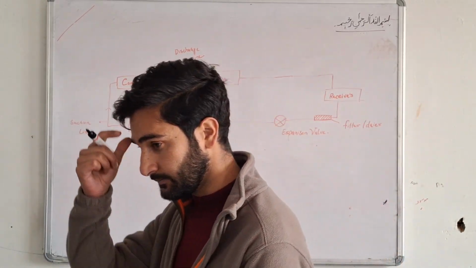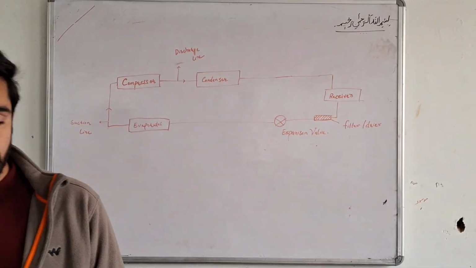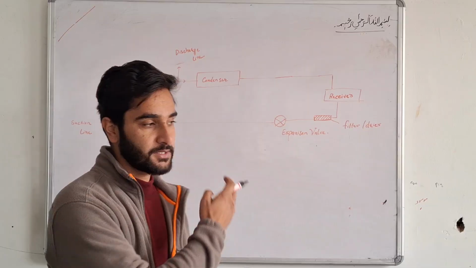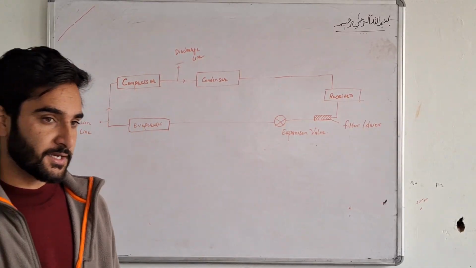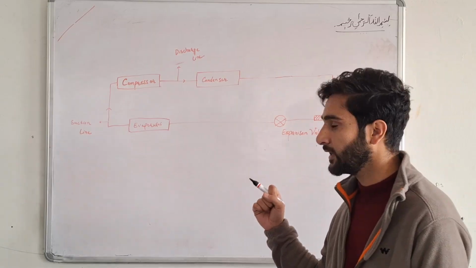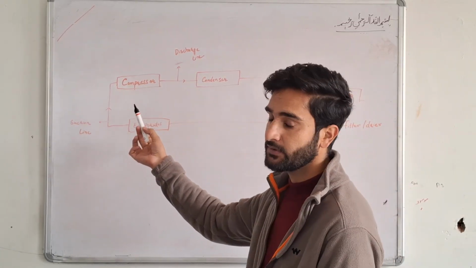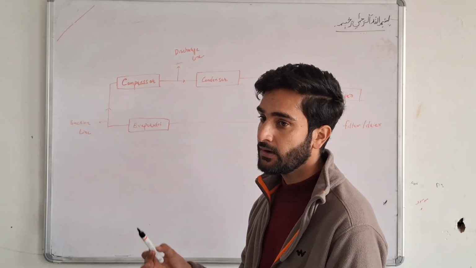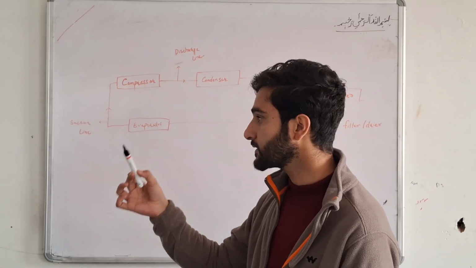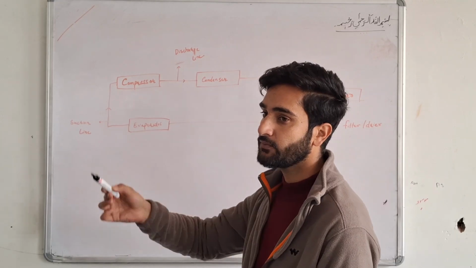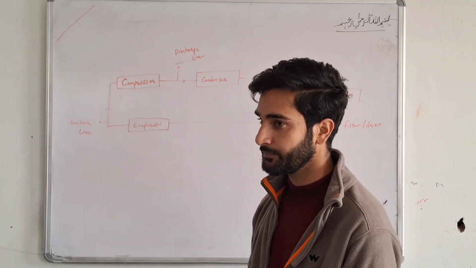So basically, here we have a refrigerator, and this also works on the same principle known as the vapor compression cycle. The cycle comprises the following parts, starting with the compressor. I have drawn a block diagram for you, and it shows how the refrigerant flows from one part to another and in what direction.